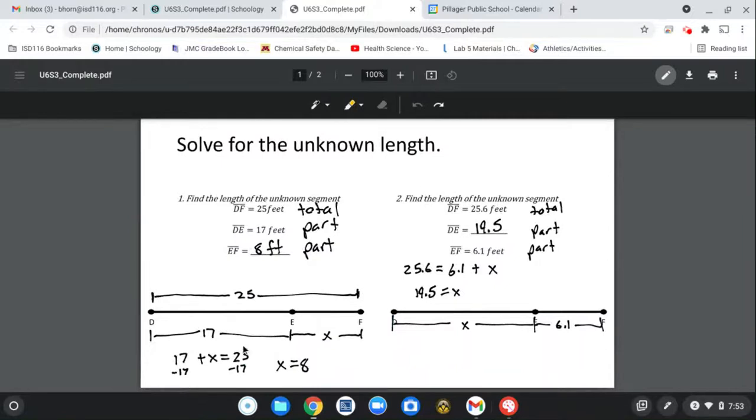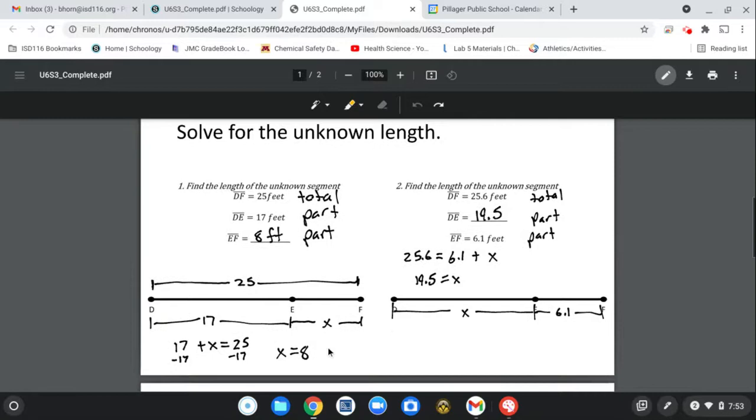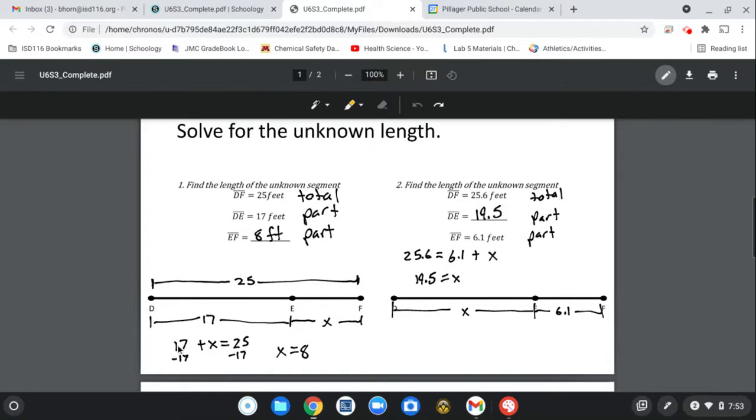Just starting off with number 1 here, we know that from D to F is 25 feet. That's our total. We know that these two parts, D to E and E to F, are going to add up to give us our total. And I just labeled E to F as X. That allows me to set up an equation that's 17 plus X is equal to 25, or our total. We can go through and solve for X, and it gives us 8.